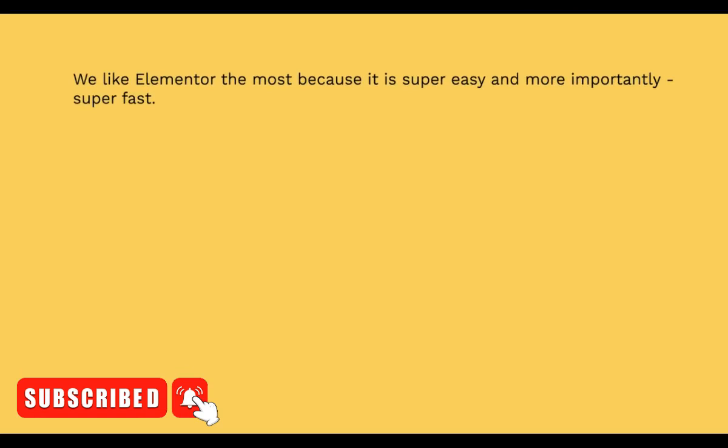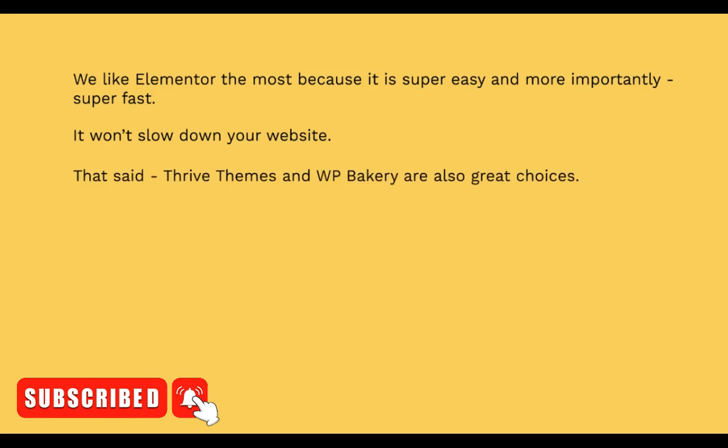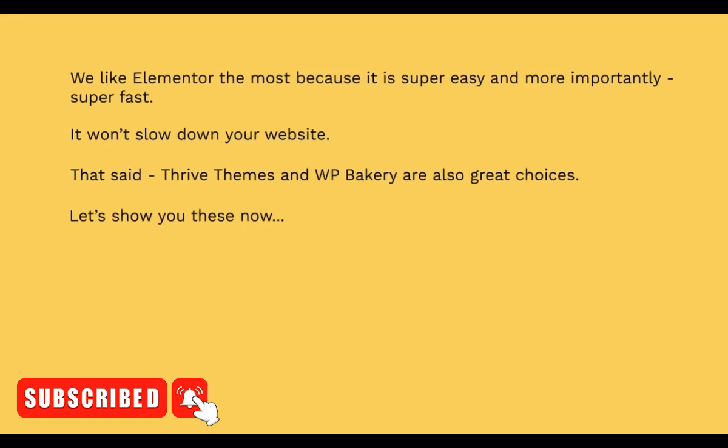So we like Elementor the most because it's super easy and, more importantly, super fast. One thing to note is that as you begin to add more plugins to your WordPress site, it will actually slow things down. What we found when we've tested things is that Elementor has a lot of features, but it doesn't have a lot of coding, so it runs really fast and it won't slow your website down. With that said, Thrive Themes and WP Bakery are really good choices. So let's go ahead and hop on over to those websites and show you these in action.